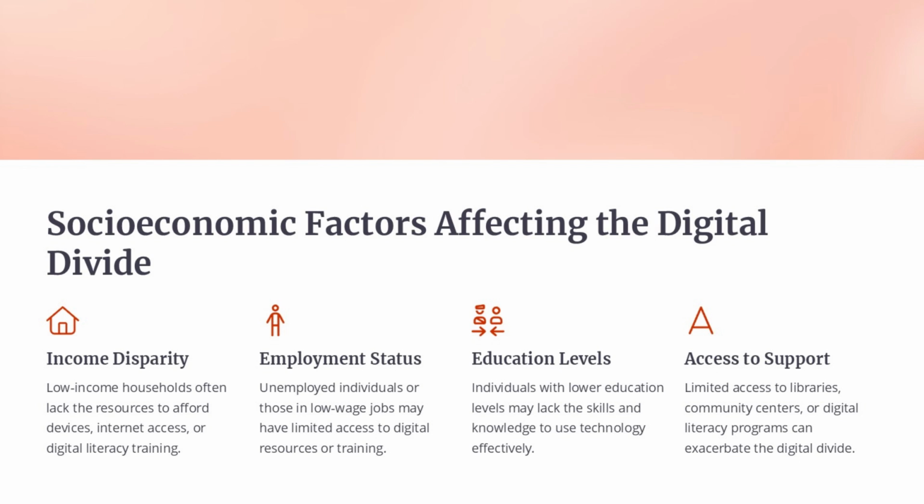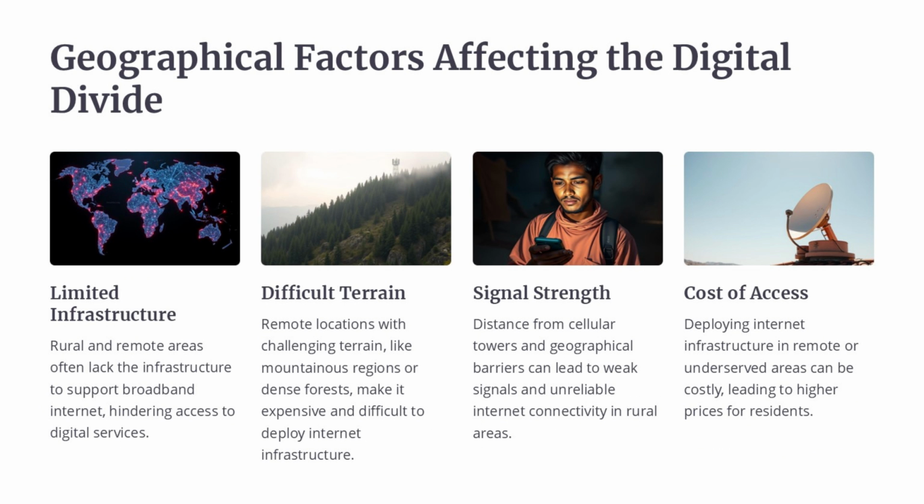Rural and remote areas often lack the infrastructure needed to support broadband internet, which hinders access to digital services for residents in these areas. Deploying internet infrastructure in remote locations with challenging terrain, like mountains or dense forests, can be extremely expensive and difficult. Distance from cellular towers and geographical barriers can lead to weak signals and unreliable internet connectivity in rural areas. The high costs of deploying internet infrastructure in remote or underserved areas often result in higher prices for residents, making access unaffordable for many.